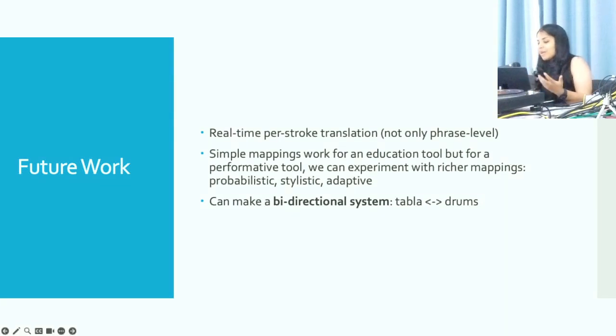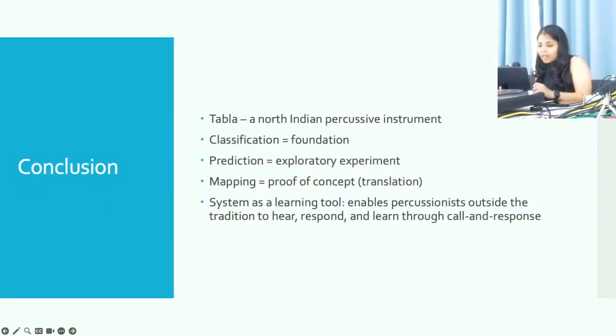The cool thing that came out of it was the ability to show that, yes, machine learning can understand the tabla, even though it is hand played by multiple people. And the more the data, the more it can be classified and can be used as a learning tool between percussionists of different cultures. And yeah, so the conclusion: tabla is a North Indian percussive instrument.